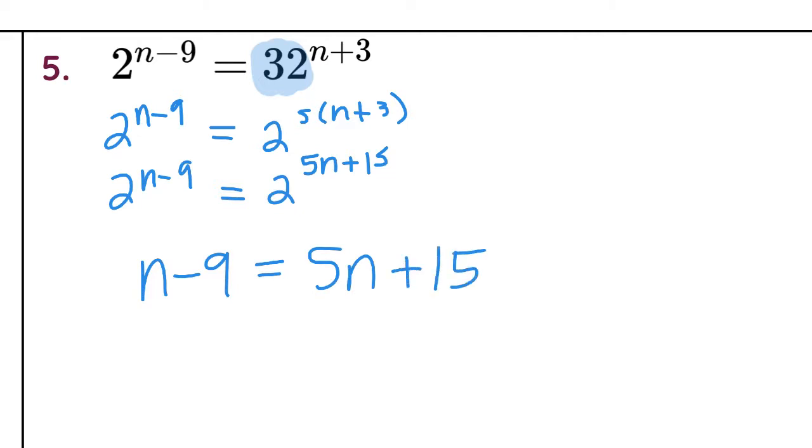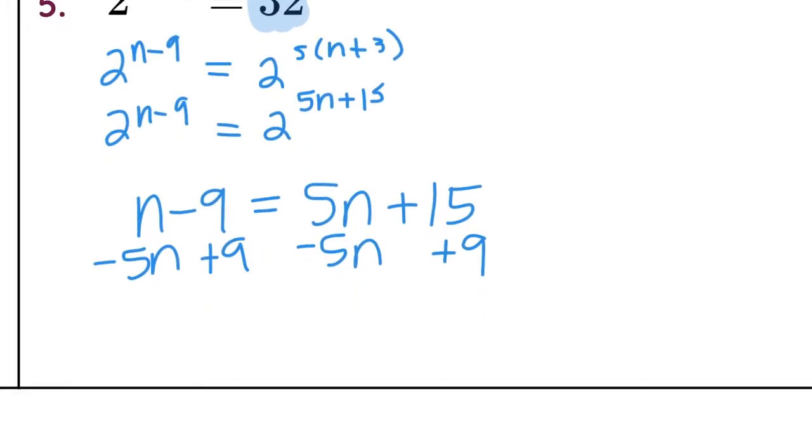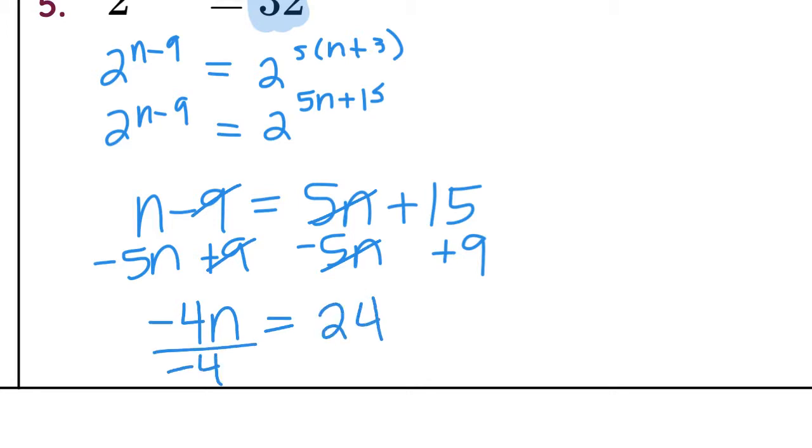Let's move our n's to the left side, so I'm going to minus 5n, minus 5n. But then let's move the constants to the right. So I'm going to add 9 and add 9. So what that leaves us with is negative 4n, these cancel, is equal to, those cancel, 24. Now let's divide by our negative 4, and n equals negative 6.